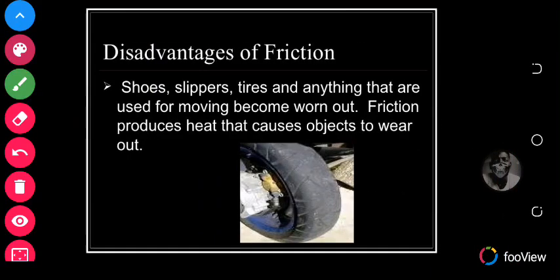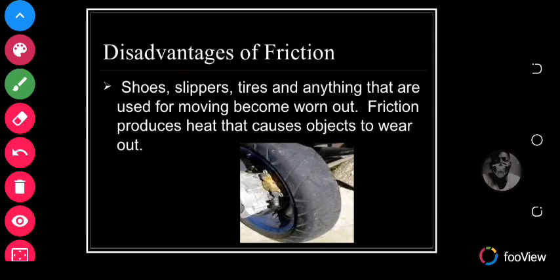Let's look at disadvantages of friction. Shoes, slippers, tires, and anything that is used for moving become worn out. Friction produces heat that causes objects to wear out. So the more friction increases, the more the materials in contact wear out.